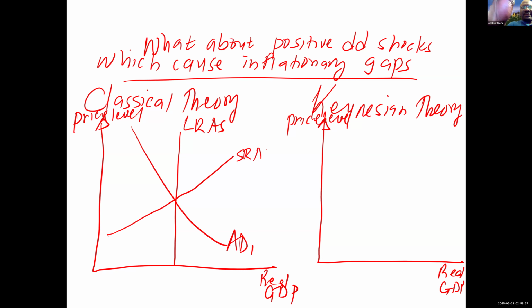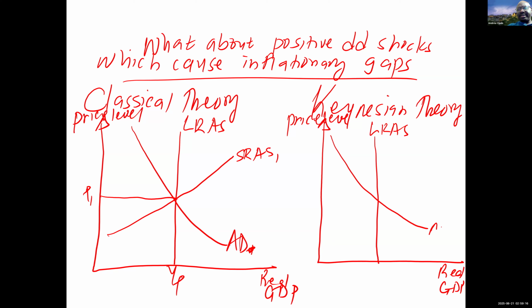Short run supply curve 1. So this is going to be P1, this is YP. Then we could think about this is our long run supply curve. This is our aggregate demand curve 1. Short run supply curve. So you got P1 here, you got YP here.